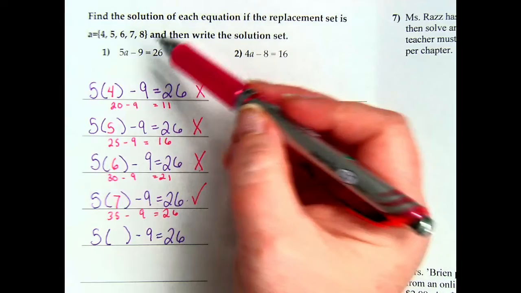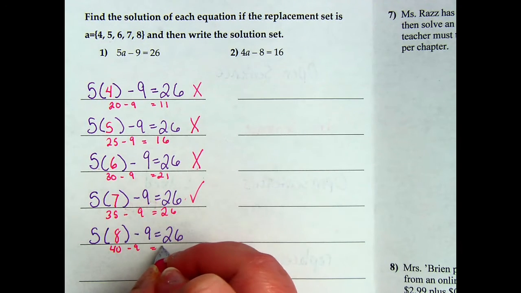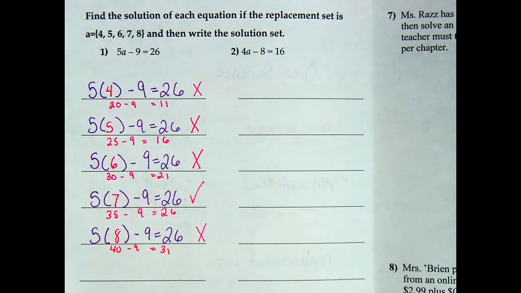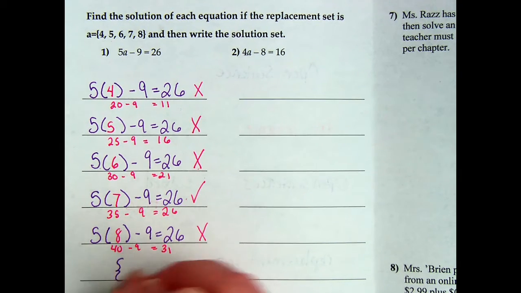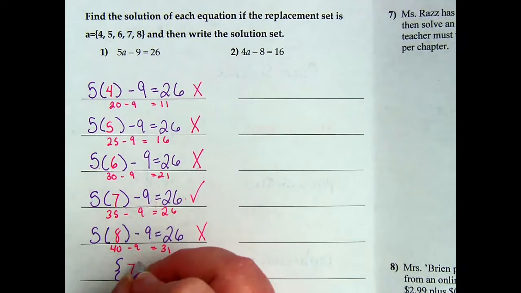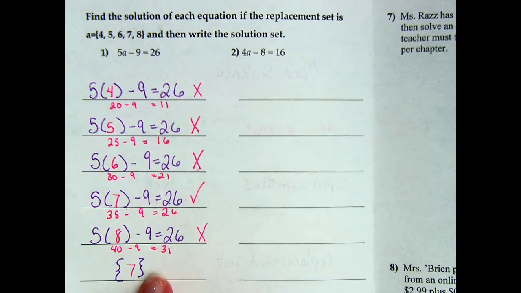The next number is 8. 5 times 8 is 40. 40 minus 9 is 31. That doesn't work. The only number that will fit into my solution set is 7. And you make your brackets as fancy as you can. Doesn't have to be perfect. But in this case, the solution set is 7.